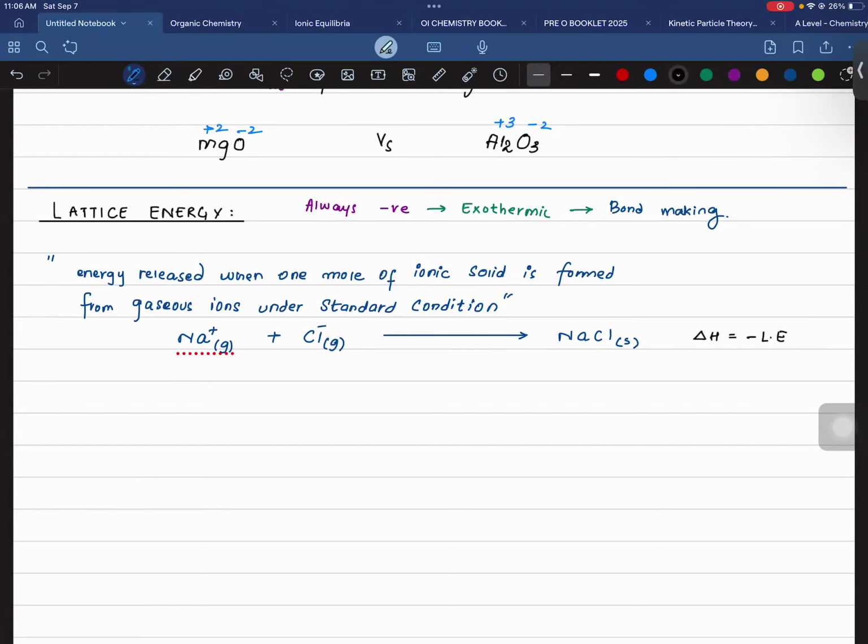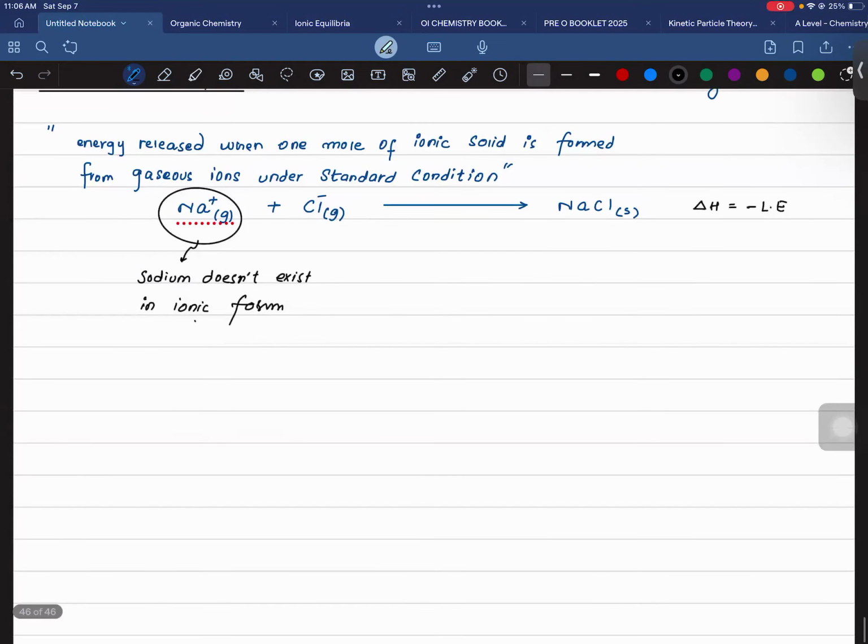Now the question is, sodium in this form is unstable. Sodium doesn't exist in ionic form, although I would be having this. This is the standard state of solid. This is stable in this form.